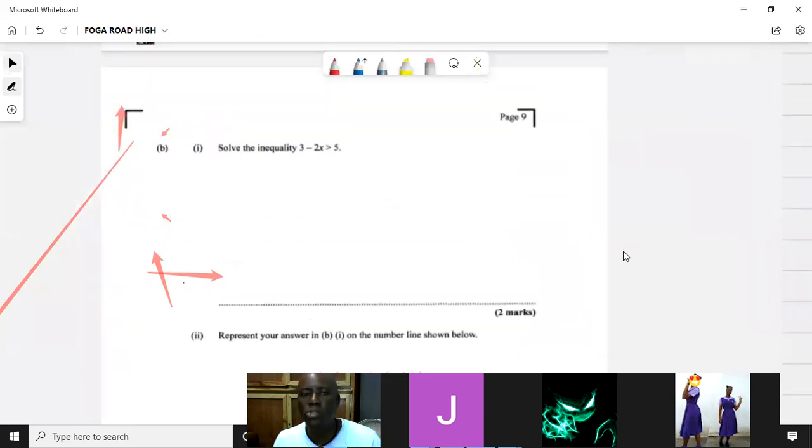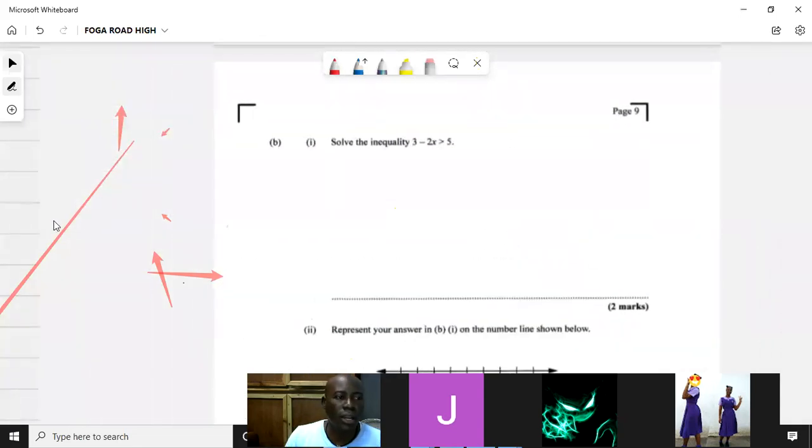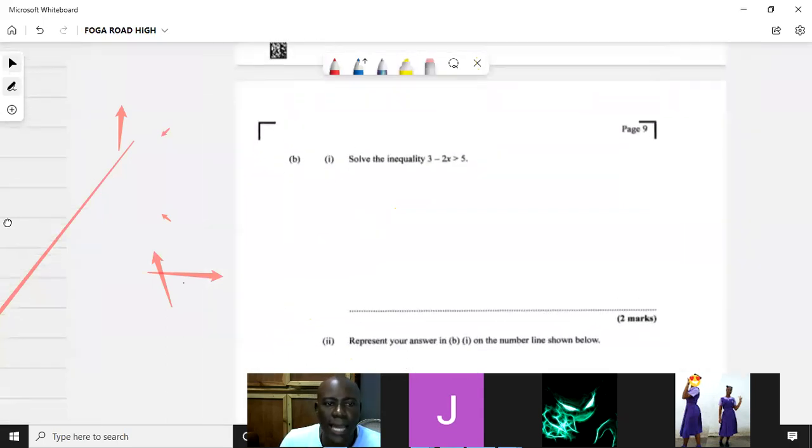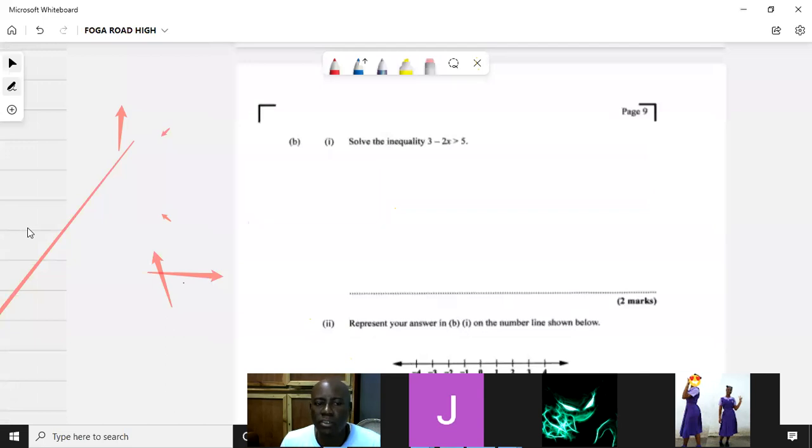Now we're still at number 2. Check out what's going on. Look for yourself. You see that? Look at what they're sending again. We did something like this earlier on. So I just want everybody to start feeling safe and confident in what is coming. Solve the inequality. We solved an inequality already, and we're seeing they're giving it. Now we're solving 3 minus 2x greater than 5.